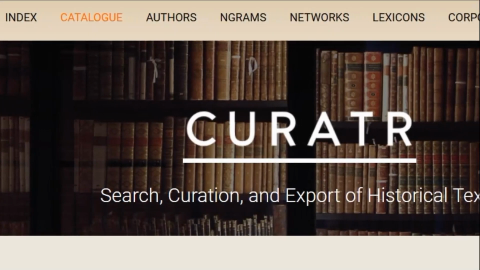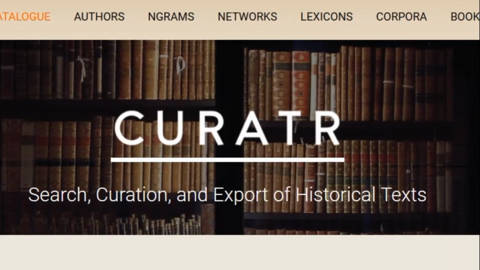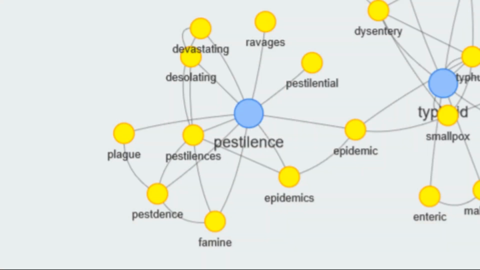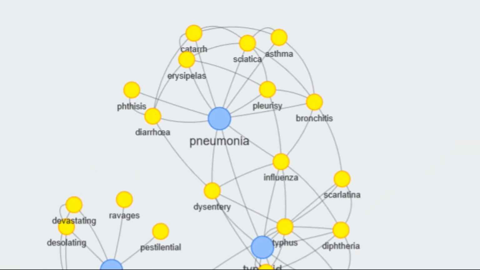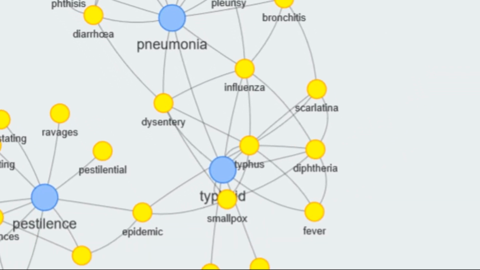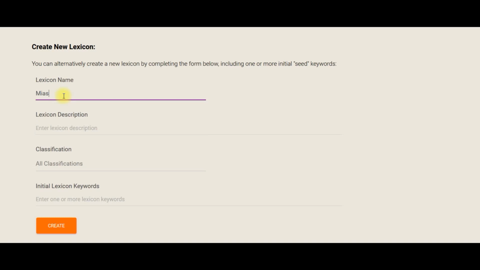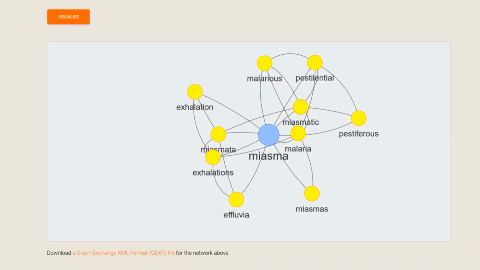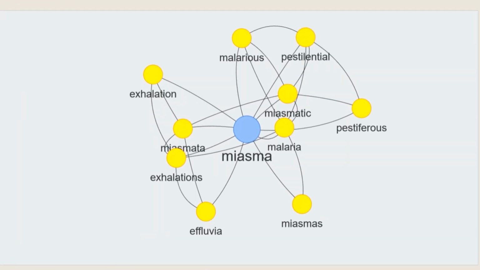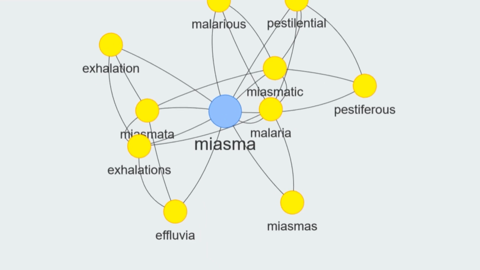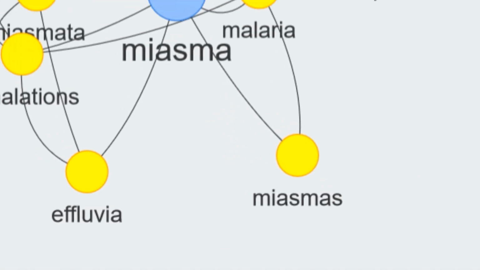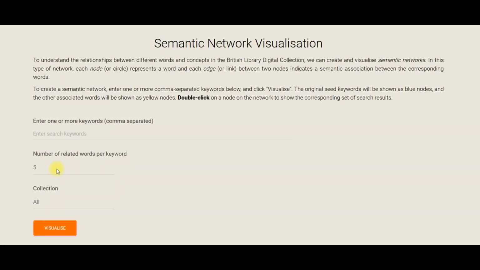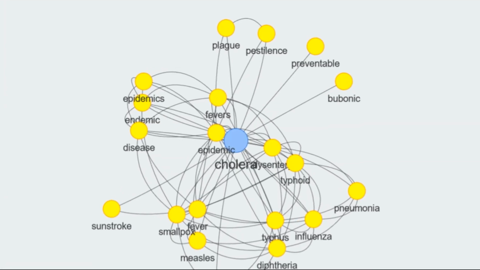Curator is a very useful tool in identifying patterns within the corpus. The lexicon and network functions are helpful in finding connections, sometimes unexpected ones. You can use the lexicon tab to enter a single key word and then click the network icon to find the accompanying network visualization. Some of these associations are obvious. Some are more complex.